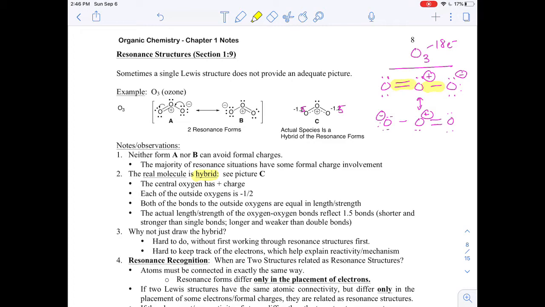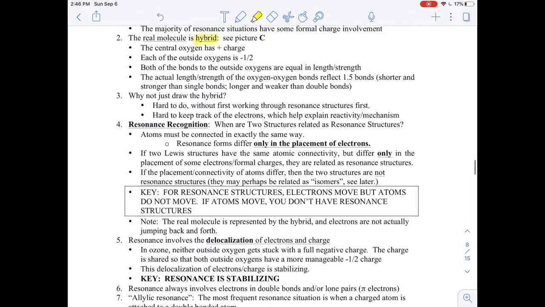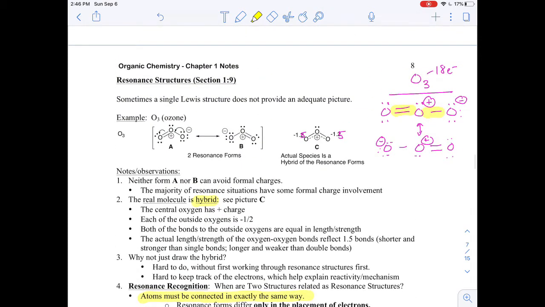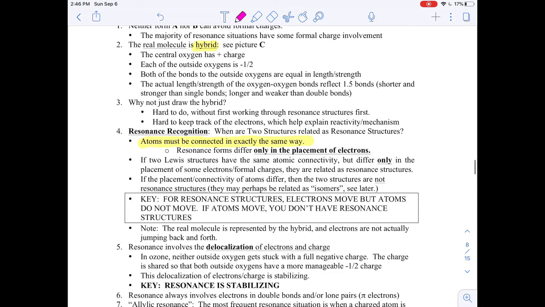So let's just jump right down into what we need to talk about today. Resonance recognition, okay? This is the important part. Atoms must be connected in exactly the same way. So if you look at my structure, the atoms didn't move. I have a double bond and a single bond, or a single bond and a double bond, right? It's all the same.